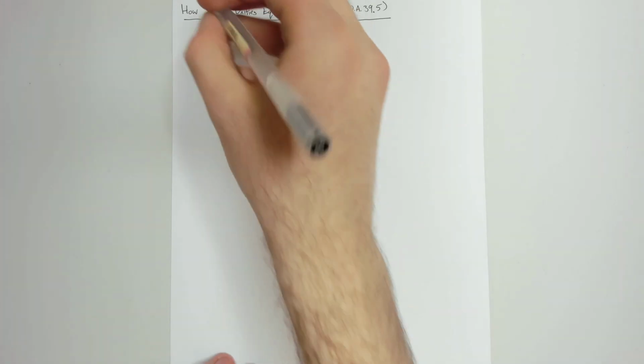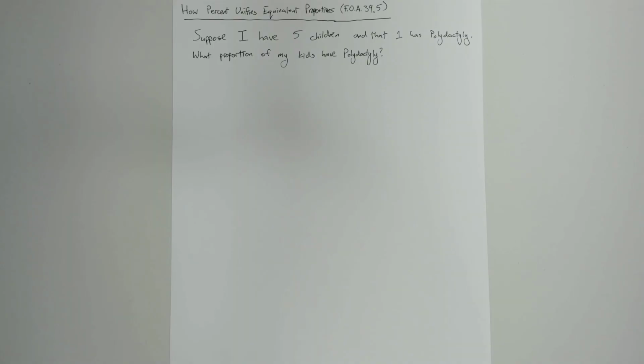So, to do this, let's just consider a situation. Suppose I have 5 children and one has polydactyly. Polydactyly is where you're born with some extra fingers or extra toes. It's interesting that it happens more commonly than you'd think. But yeah, it's just the condition where you're born with an extra one of those appendages. And I'm asking, what proportion of my kids have polydactyly?